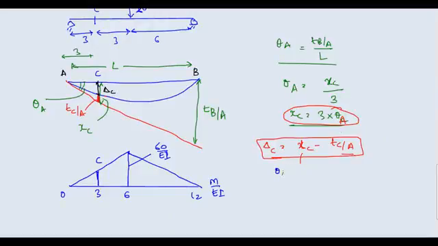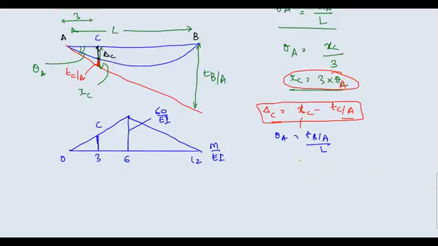Let's find out. First let's find out theta A. Theta A is nothing but TBA by L. Okay, TBA, how will I calculate? TBA is nothing but this entire area between point A and point B, multiplied by the distance to the CG of the triangle. Okay, so multiply this area with the CG distance. So what you will get?